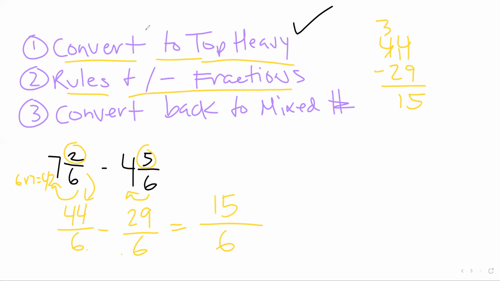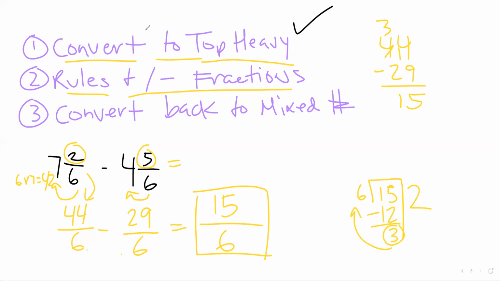Okay. And then to get my answer, I have to convert back to a mixed number because this is top heavy. Another way we've done that is this is just a division problem. This is literally 15 being divided by 6. Well, 2 wholes make 12. That leaves me 3 left over. So that's my leftover, and that means I have 2 wholes and 3 out of 6, which would be my answer.